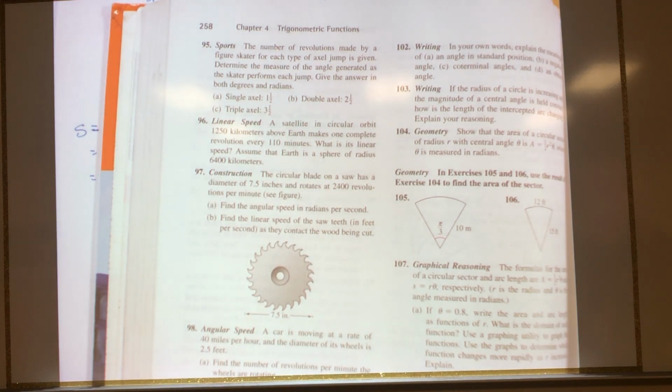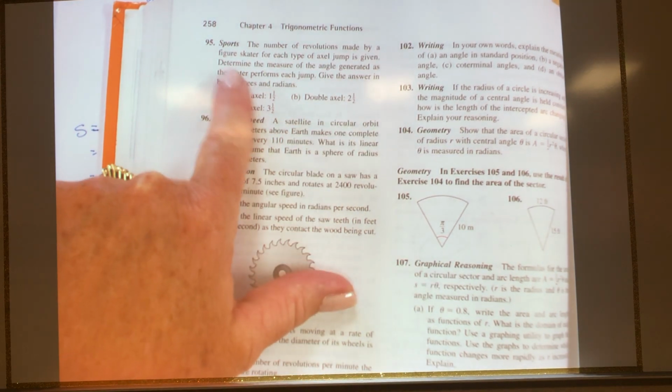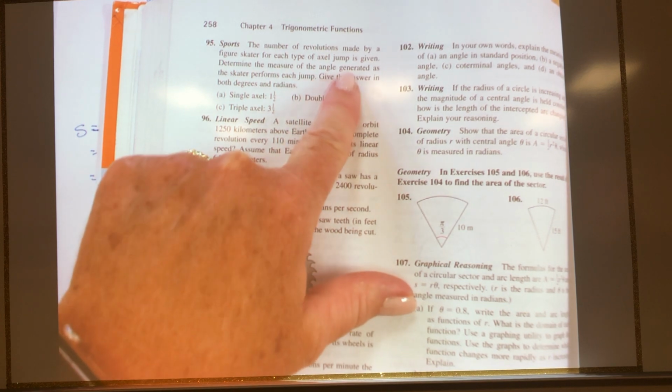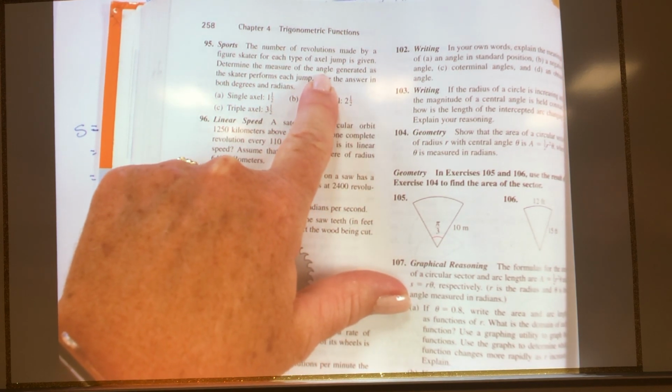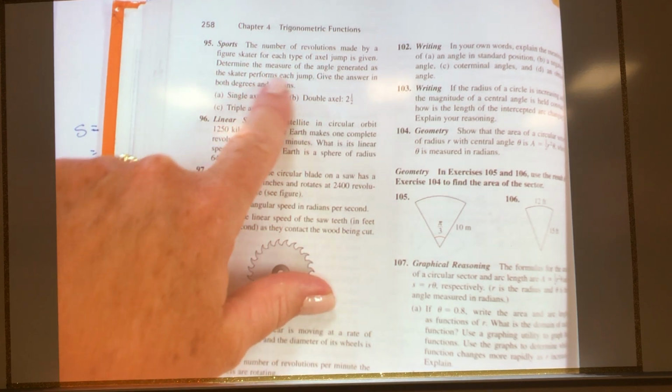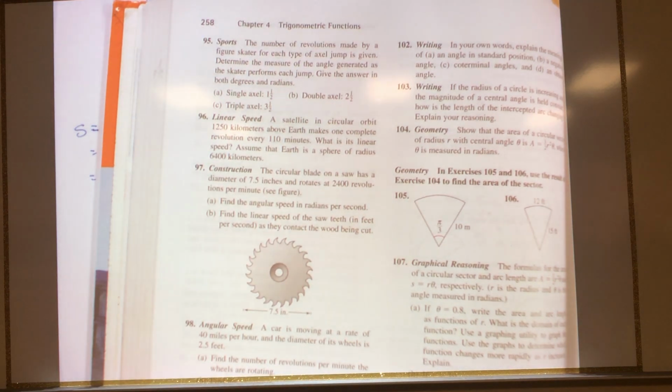Okay? So, the number of revolutions made by a figure skater for each type of axle jump is given. Determine the measure of the angle generated. What are you looking for? An angle, so you're looking for your theta, people, okay? Generated as the skater performs each jump. Give the answer in both degrees and radians.